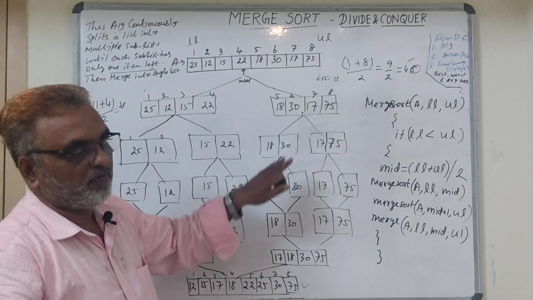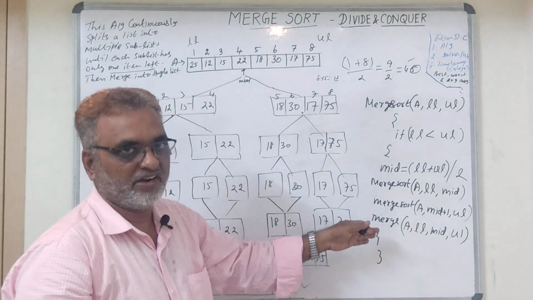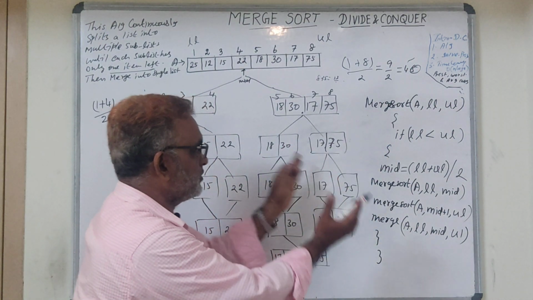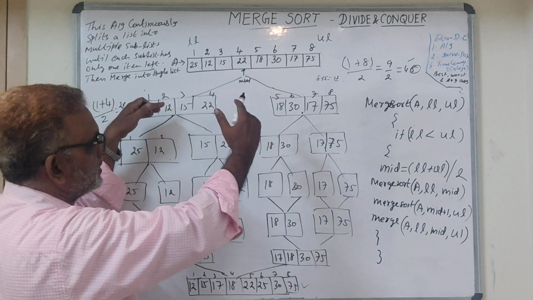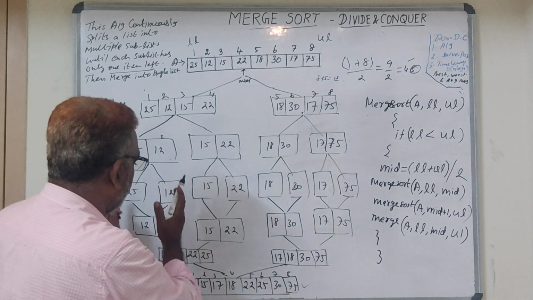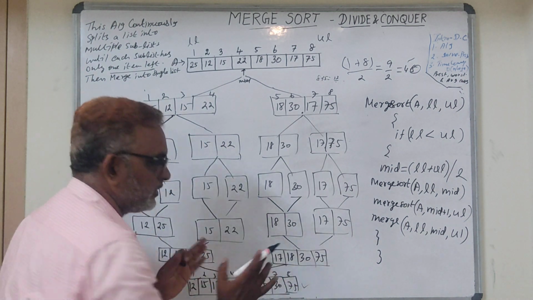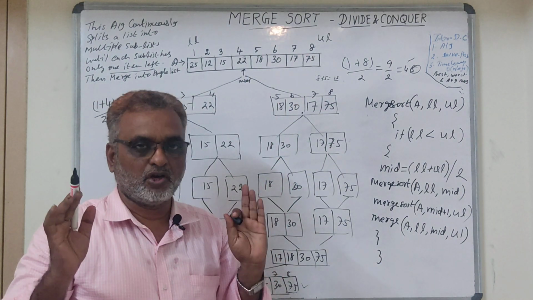So how did we actually perform this? We used the algorithm, the recursive function. It is a recursive function, that is what I have done here. It is divided into 2 parts, again divided into 2 parts, again divided into 2 parts, and finally merged together. And finally we got the solution. So this is the technique called divide and conquer.